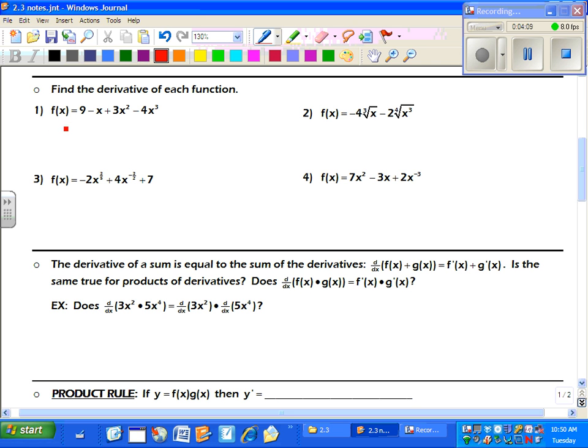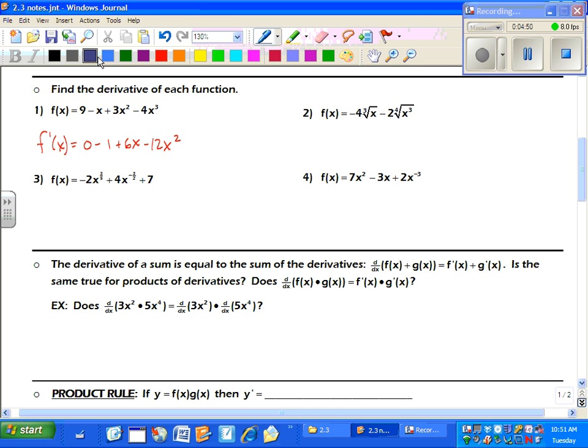For the first one, we're just taking the derivative of each part, right? We have 4 terms here. So take the derivative of each. What's the derivative of 9? 0. What's the derivative of x? 1. It's like 1x. That's linear, so we would just get 1. Or think of it as x to the first. Bring the 1 down in front. Subtract 1. We have x to the 0, which is just 1. Plus 6x. And what about the last one? Minus 12x squared.